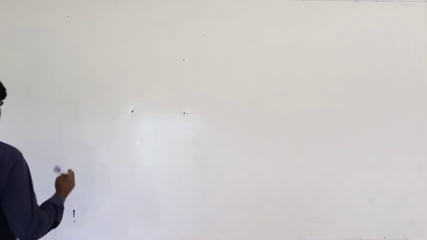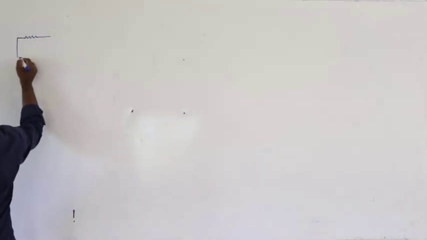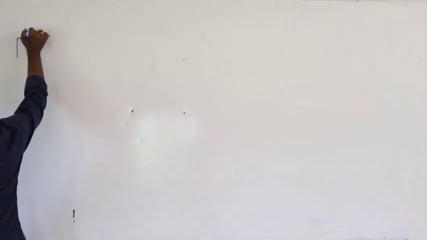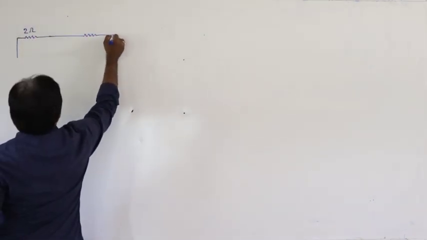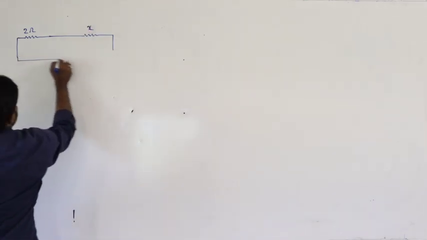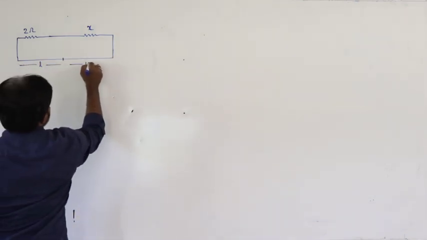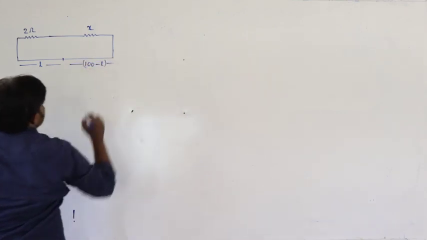So here, one resistance is connected, let us say 2 ohm, and let us say another resistance unknown, some x, and this is the wire of length 100. Let us say this is the balancing length L and this is the other length, 100 minus L.